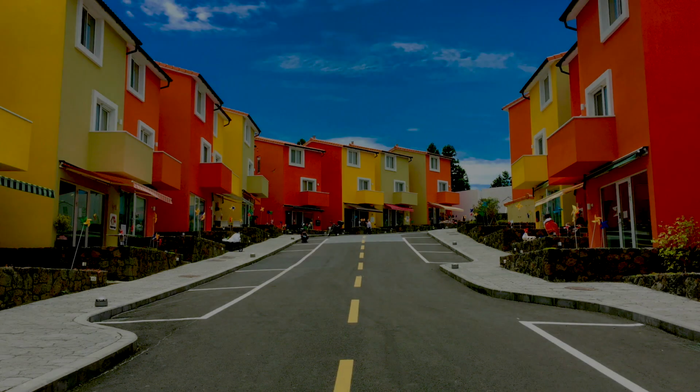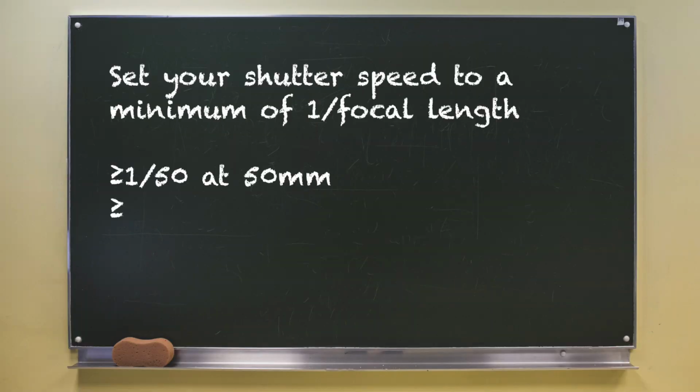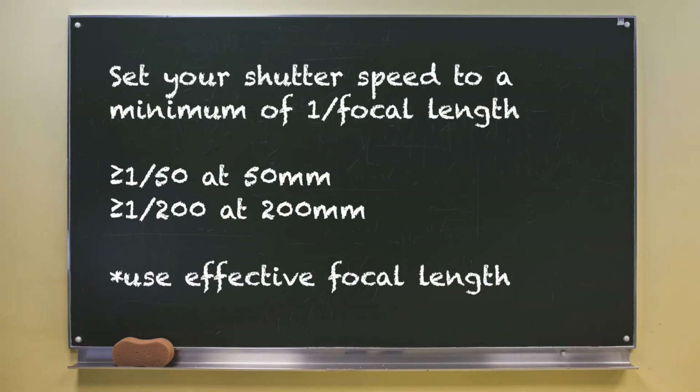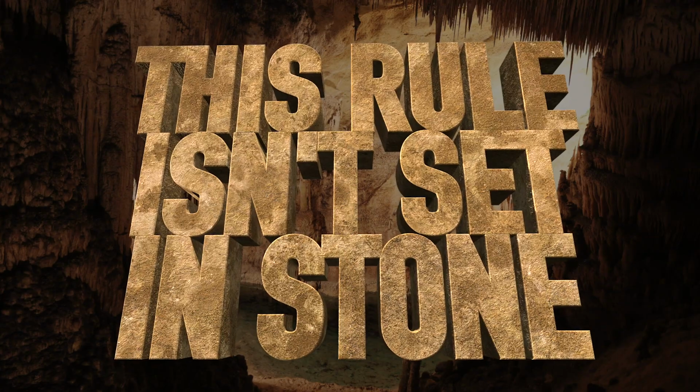If you don't want to go into either extreme and just want a fast, crisp photo that doesn't lose out on light, set your shutter speed to a minimum of 1 divided by your focal length. At 50mm, that means 1/50th of a second, and at 200mm, that means 1/200th of a second. This rule isn't set in stone, so feel free to make your own adjustments.